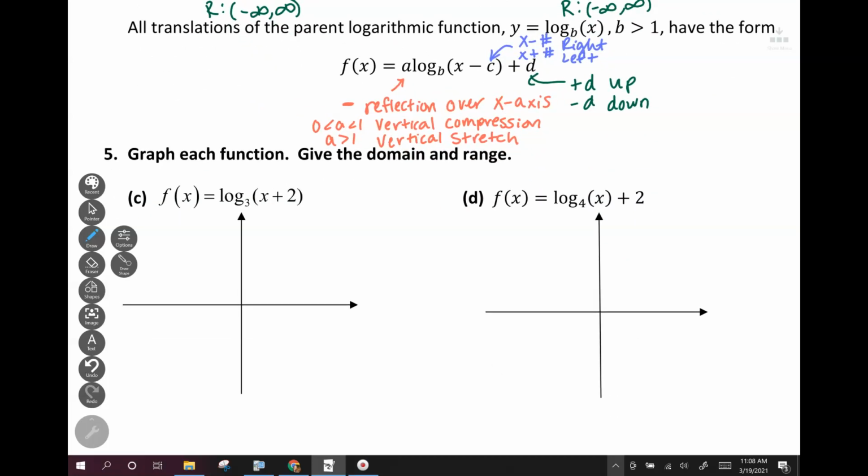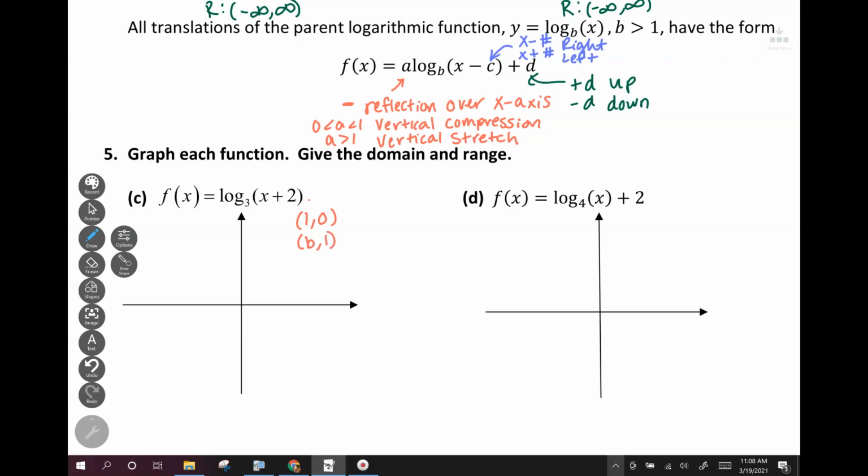All right. So first of all, we know that there are some key points that are, quote, always on the graph of a log function. And so that's going to be our x-intercept at (1, 0), and our key point at (b, 1).